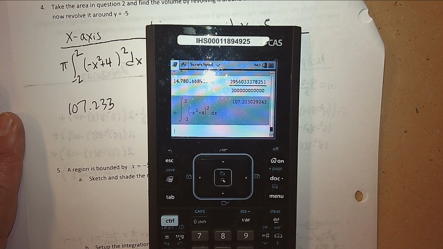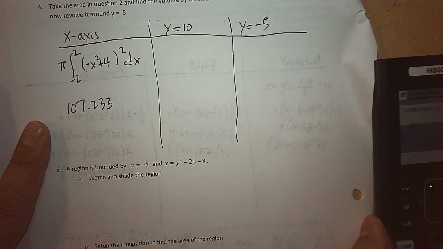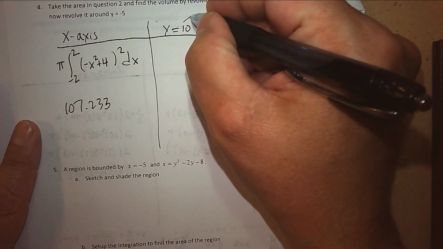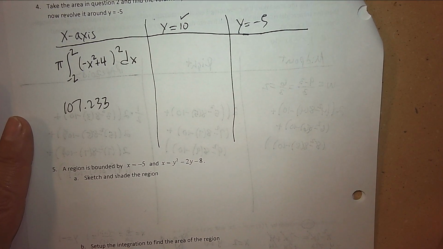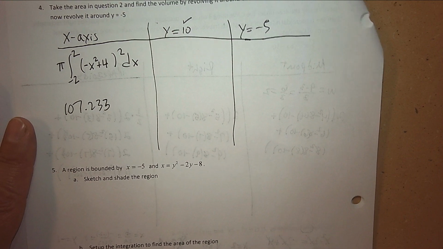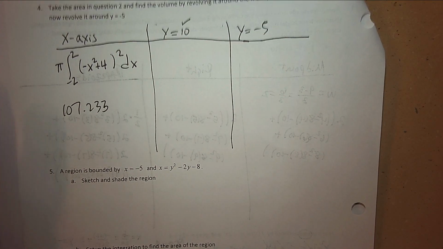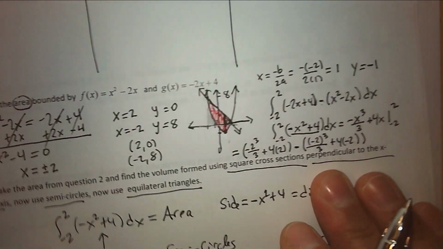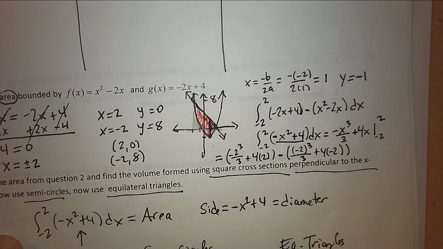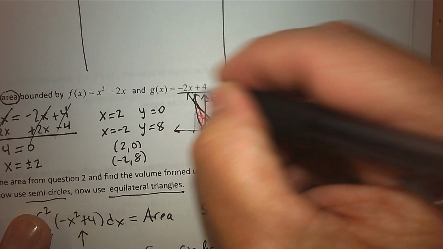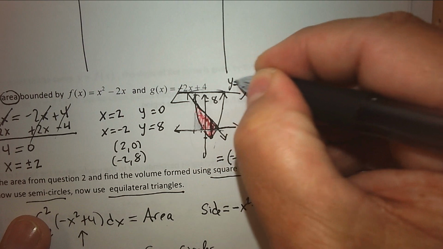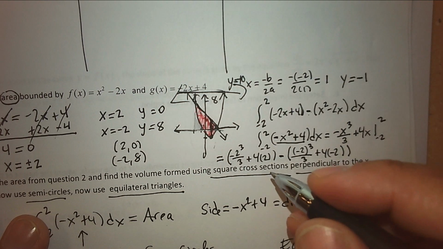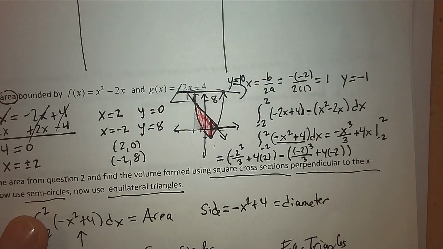Now let's look. What's going to happen when you revolve it around a different line? What's going to happen when you revolve it around y equals 10? Let's go back to the front page again. So y equals 10 is going to be above our area. See that? For y equals 10, this is definitely going to create a washer.